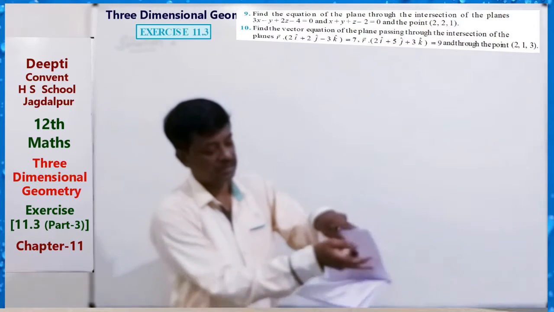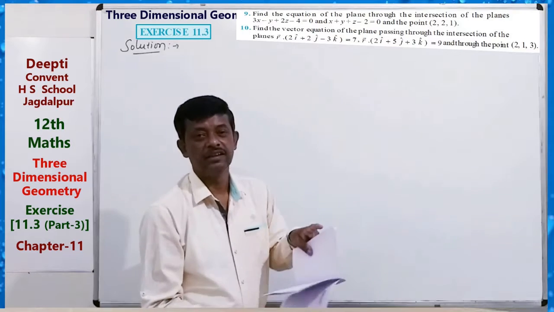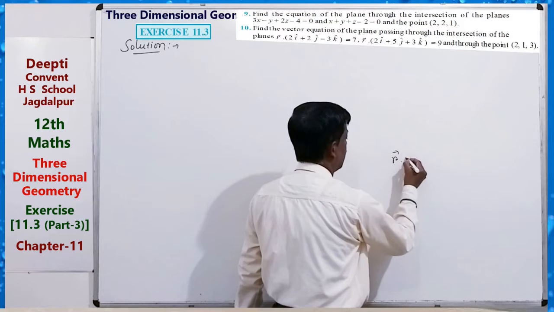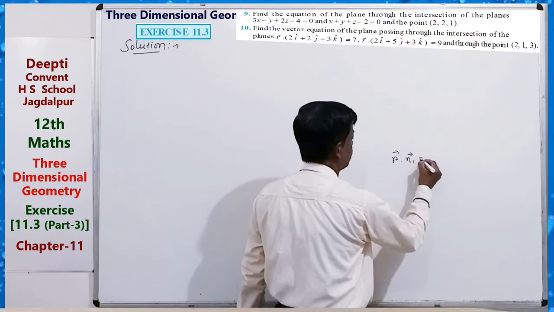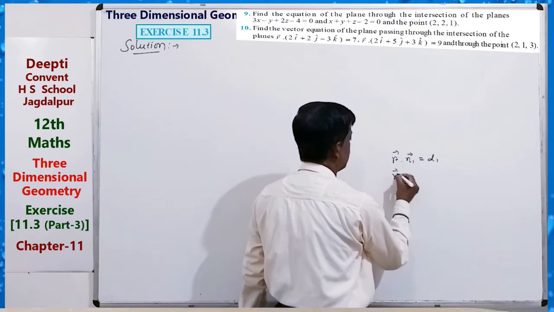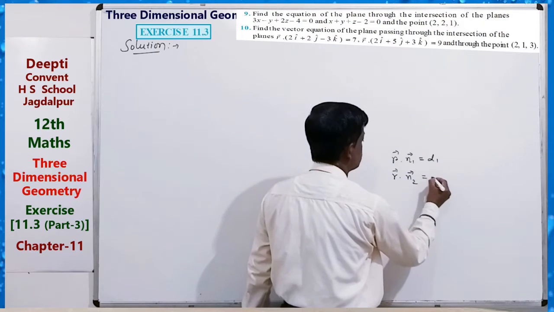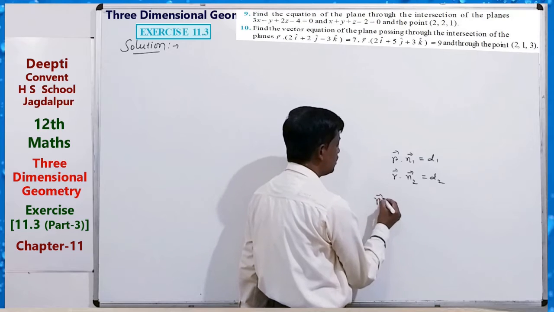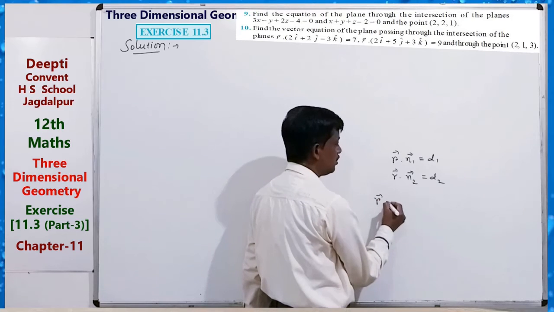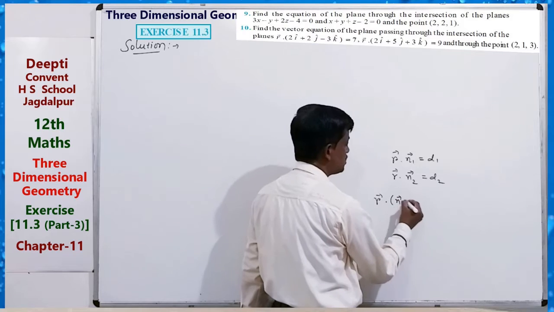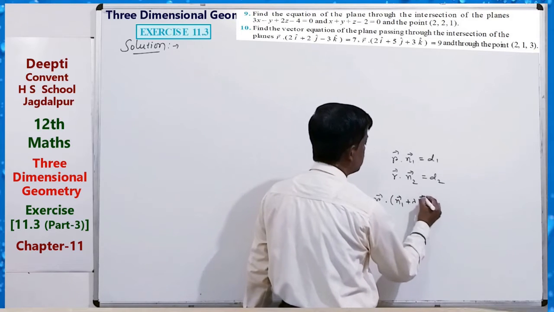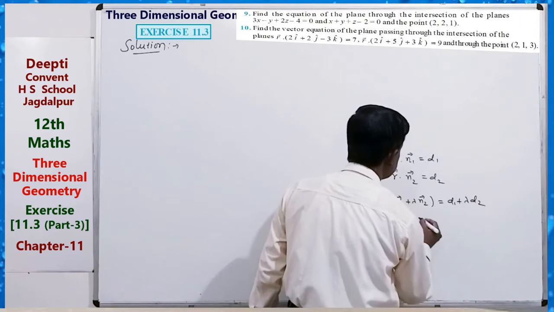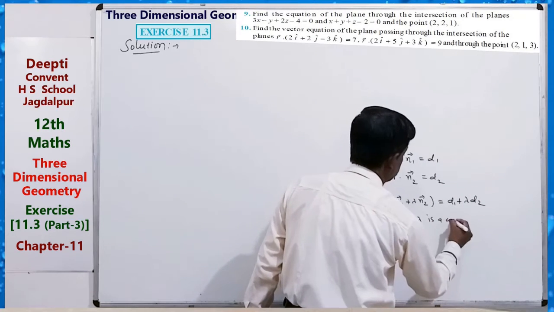So here the given point is 2, 2, 1 and two planes are given, and we know the formula. If two planes intersect in a line, the plane passing through this line is given, in vector form, as follows. If r dot n1 equals to d1 and r dot n2 equals to d2 are the planes, then the passing plane is r dot (n1 plus lambda n2) equals to d1 plus lambda d2, where lambda is a constant.